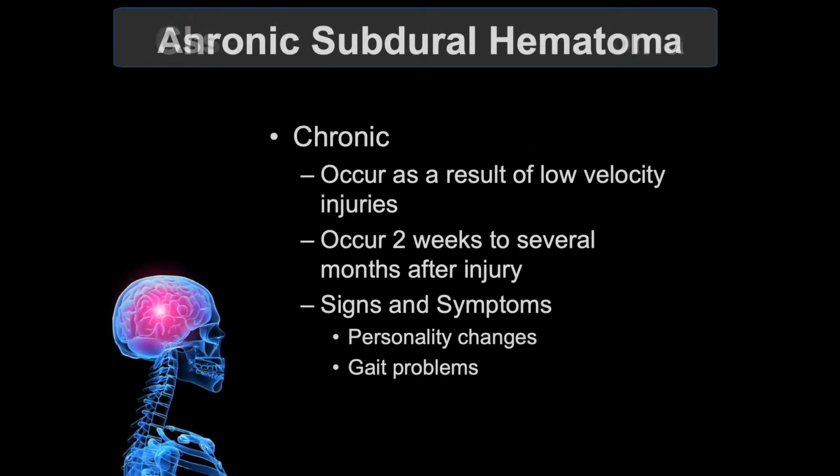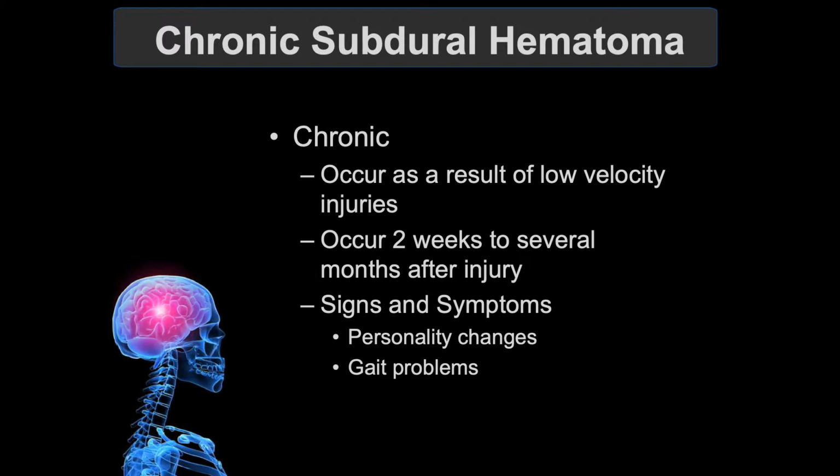Chronic subdural hematomas occur as a result of low velocity injuries. And remember, symptoms can occur up to 2 weeks to several months after an injury. A higher incidence of chronic subdural hematomas is seen in the elderly, with chronic alcohol abusers, or those taking anticoagulants, including Coumadin, Plavix, or aspirin. Because the symptoms are often subtle, the diagnosis of chronic subdural hematoma is often missed. These signs and symptoms may include personality changes or problems with the gait.